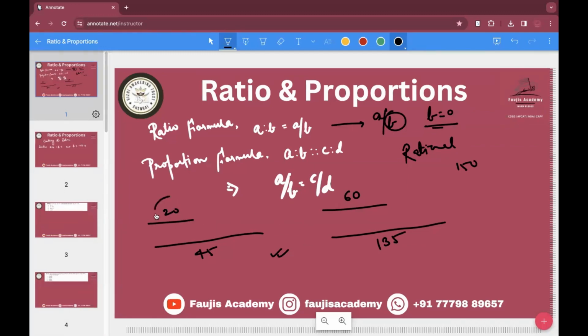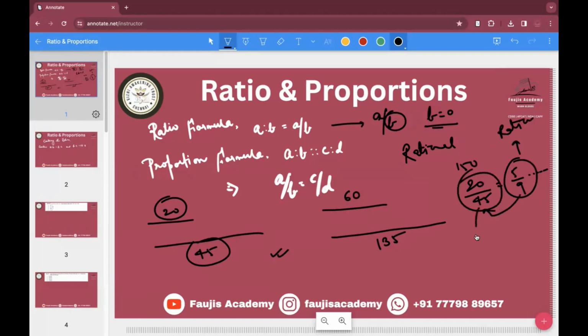Over here, it's 20 is to 45. When you do this 20 is to 45 in its simplest terms, it is 5 is to 9. No more further calculation can happen. So this is basically your ratio, and any multiple of that is called your proportion.